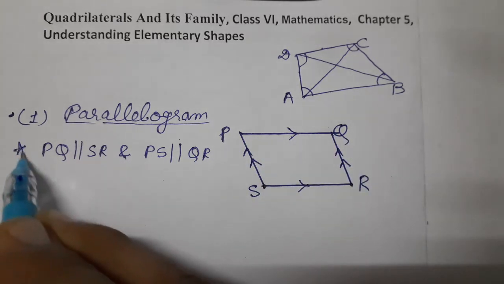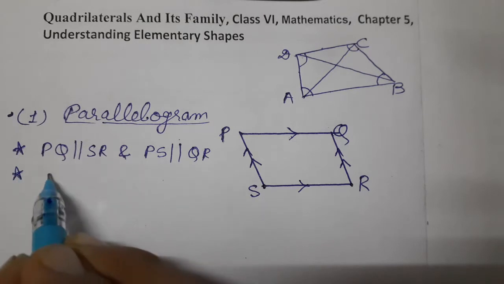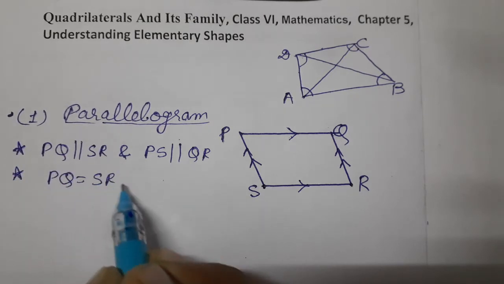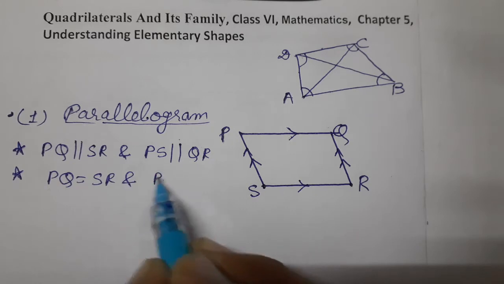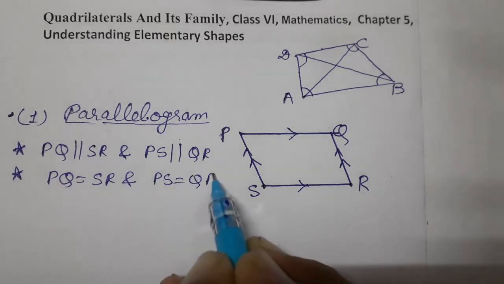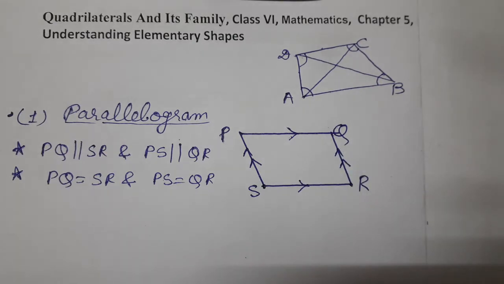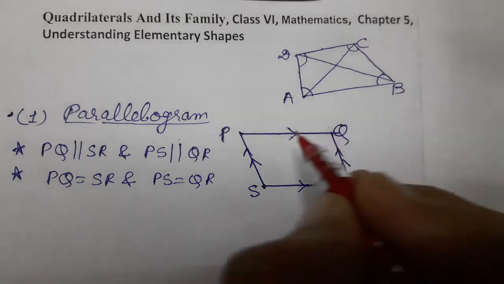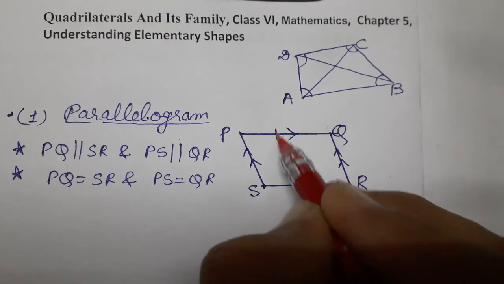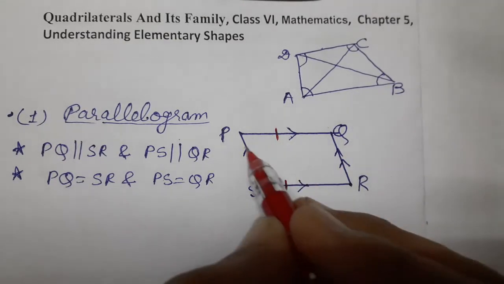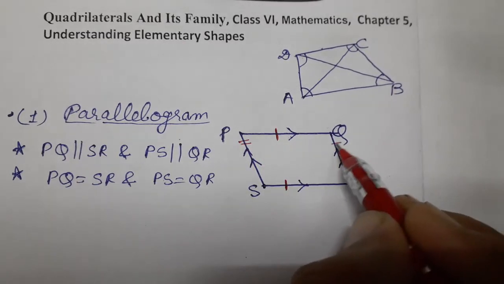Also, one more point in parallelogram, that opposite sides are equal. PQ equals SR and PS equals QR. Opposite sides are also equal. So we can make the symbol. This is the symbol of equal. If one line equals one line, that means these two sides are equal and these two sides are equal.